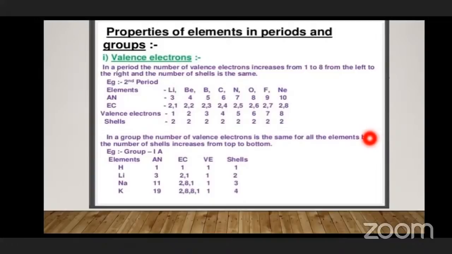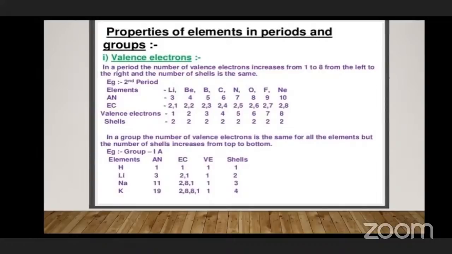That means, hydrogen has 1 electron in its valence shell, lithium also has 1 electron, sodium also has 1 electron, and potassium also has 1 electron. So this indicates that the number of valence electrons is the same in a particular group itself.